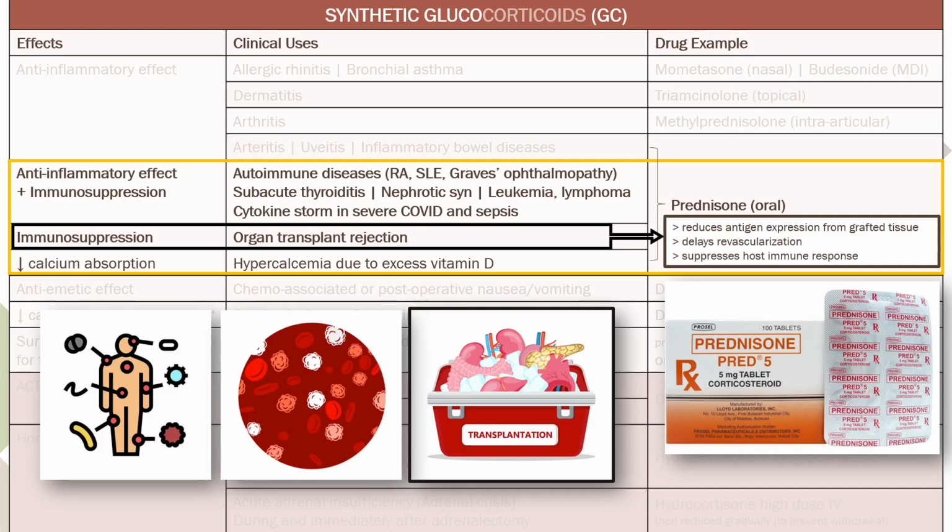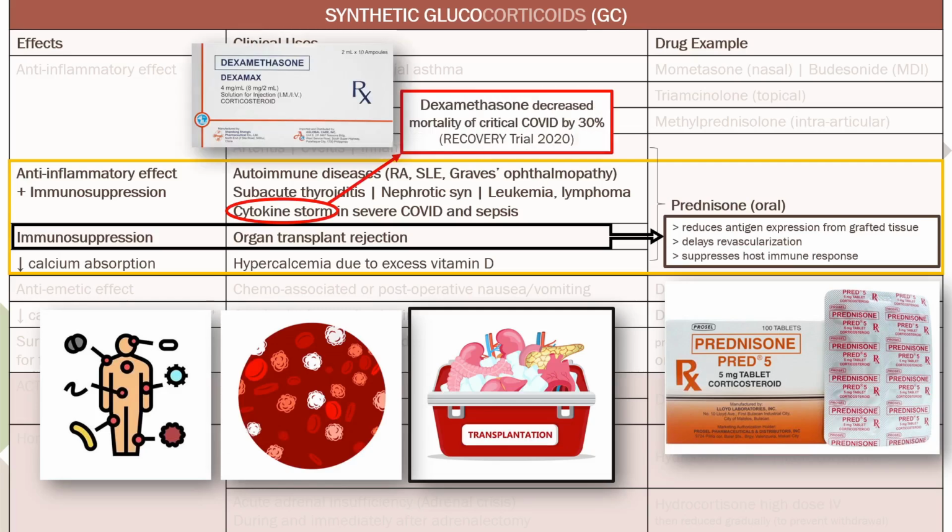In 2020, there was evidence showing that a dysregulated immune response resulting in a hyperinflammatory state known as the cytokine storm is a major cause of death in patients with severe COVID-19. Dexamethasone was found to decrease mortality for these patients by 30%.